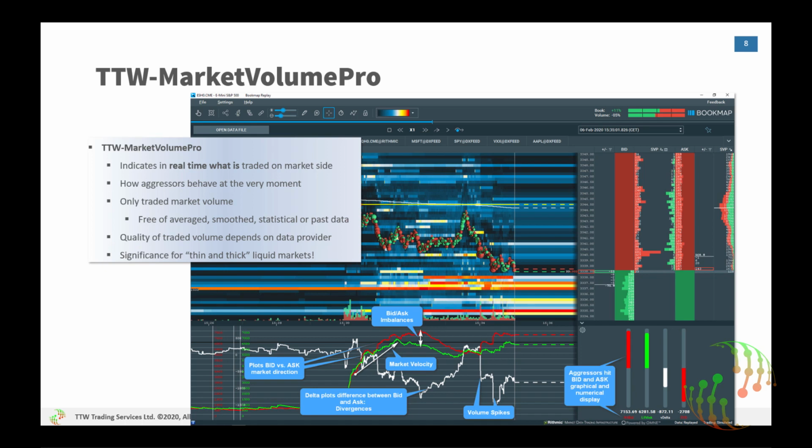TTW-MarketVolumePro plots the interaction of market orders with the limit orders. Now we are starting to get the most complete picture of market transactions and price movements possible. With the help of TTW-MarketVolumePro, you will understand better where to enter and exit a trade and why. It indicates bid-ask imbalance, divergences, market direction, market order velocity, and volume spikes.